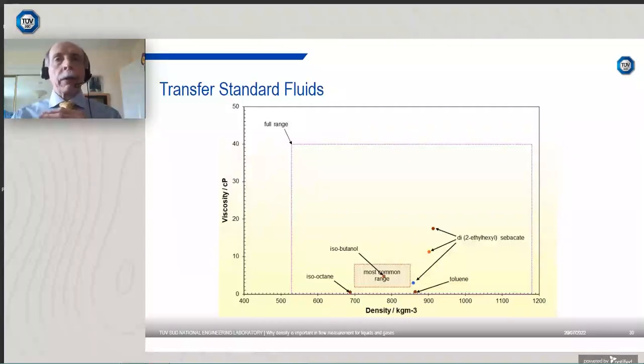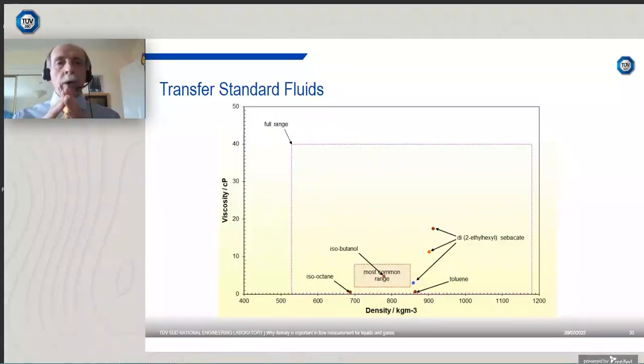So at the start of that project, we asked the JIP members, well, what range of conditions do we have to cover for this application? And you can see the outer range there went down to about 550 kilograms per cubic meter, so down into the condensate range, and up into the heavy oil range, up to almost 1200 kilograms per cubic meter. But the most common range at that time for the North Sea certainly was in the sort of 700 to 850 kilograms per cubic meter and up to about 10 centipoise.